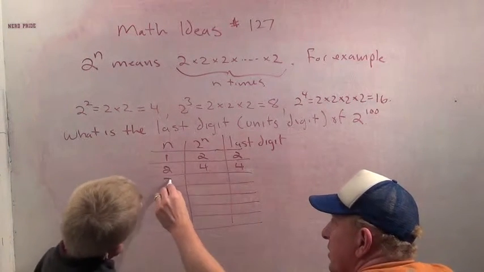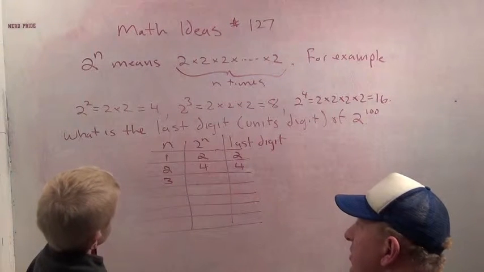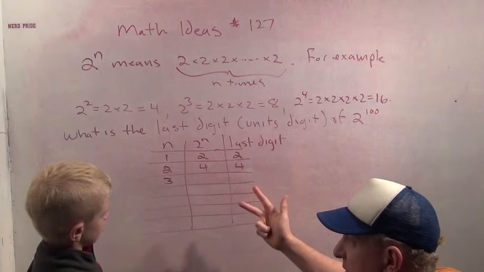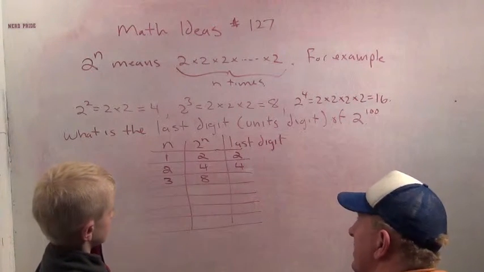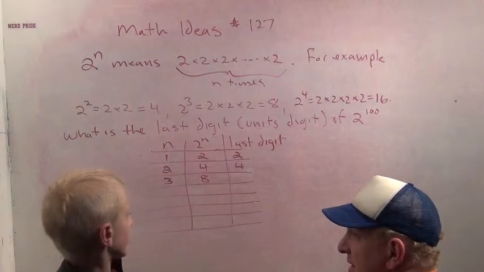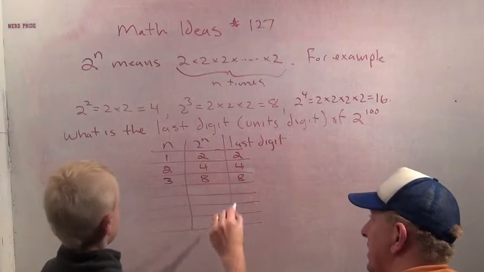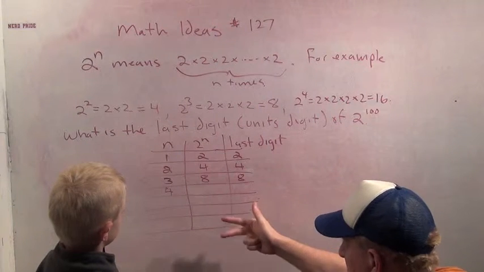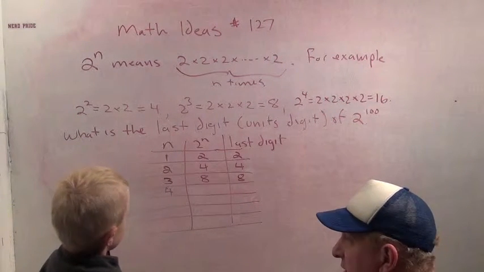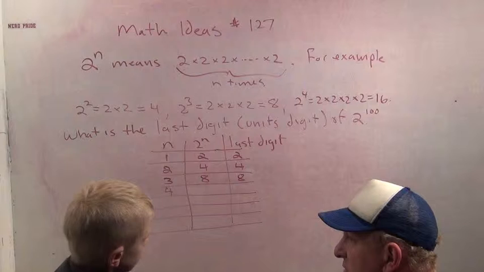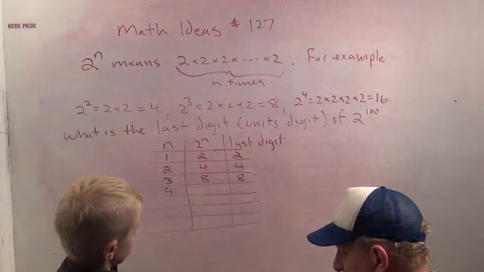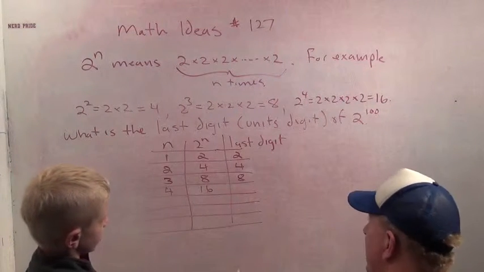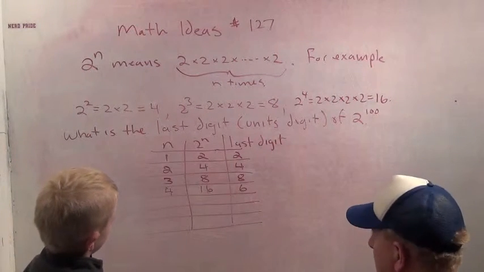2 cubed. What is 2 cubed? 2 to the 3 is 8, because it's 2 times 2 times 2, right? And what is the last digit of 8? The last digit of 8 is 8. Yeah, this is easy. 2 to the 4th. Okay, so that's 2 times 2 times 2 times 2, which is 16. And what is the last digit of 16? 6. Oh. Okay, so that's interesting.